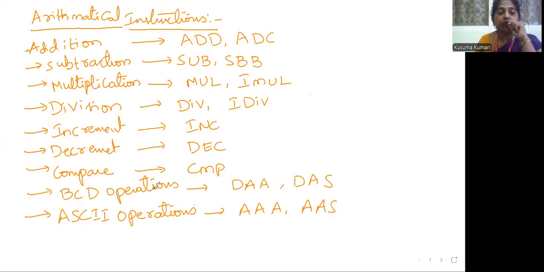Okay, BCD operations, binary coded decimal operations, that is DAA. DAA is decimal adjust after addition. Similarly, decimal adjust after subtraction. And ASCII operations, that is ASCII adjust after addition, ASCII adjust after subtraction. So these are the various instructions under the arithmetical instructions category. Now let us discuss them one by one.